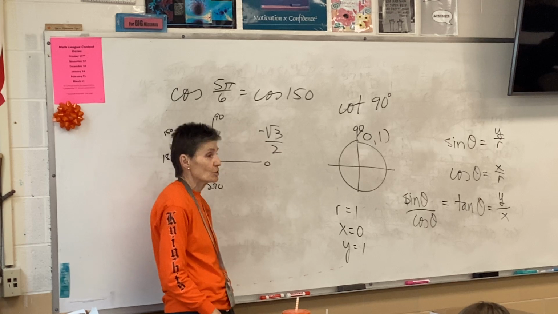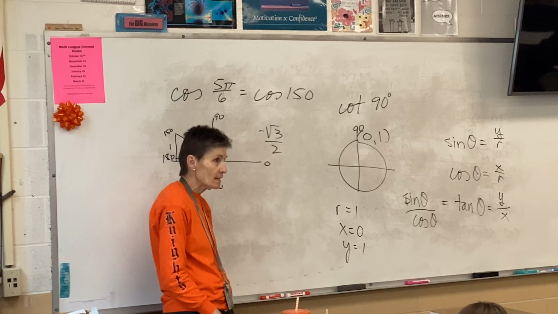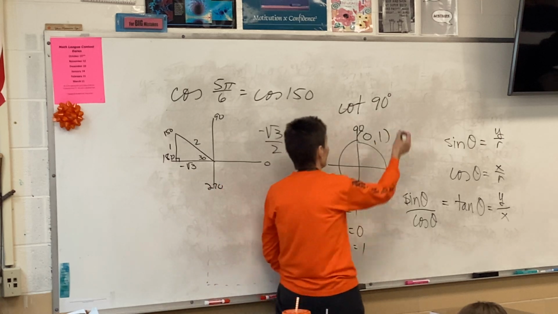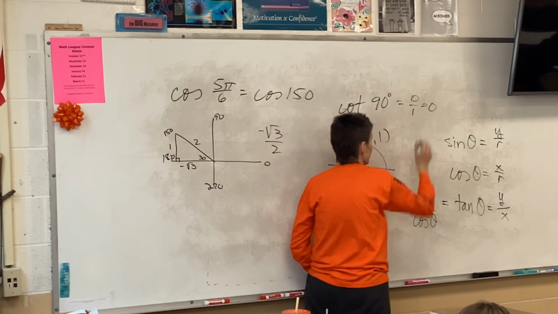I want cotangent. What's cotangent? X over Y. So X over Y will be 0 over 1, which is 0.